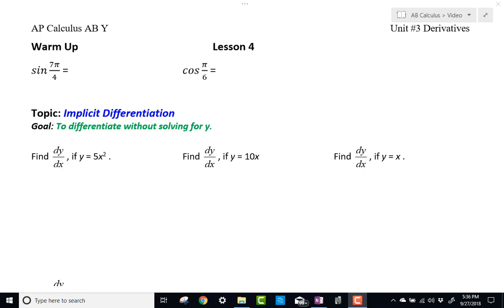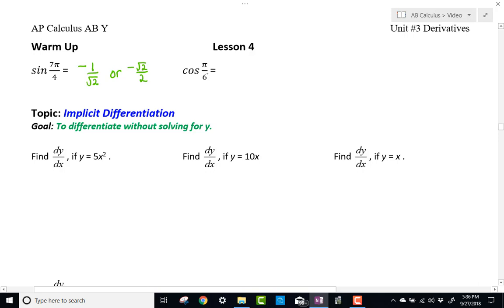Again, I know that sine of pi fourths is 1 over root 2. So one of the ways you can write this is 1 over root 2. But because it's 7 pi fourths, that means I'm in quadrant 4, so this has to be negative 1 over root 2. Or you could also write it, if you're rationalizing, as negative root 2 over 2.